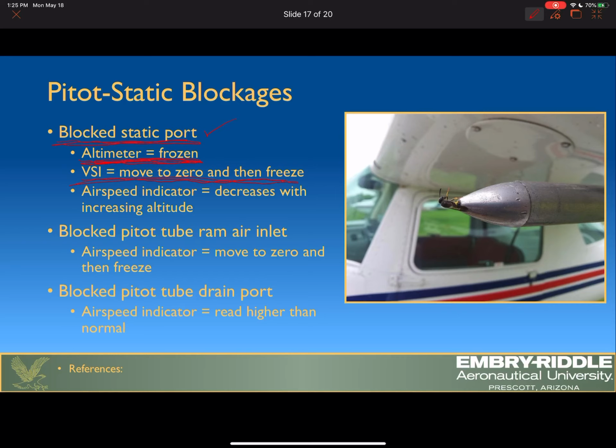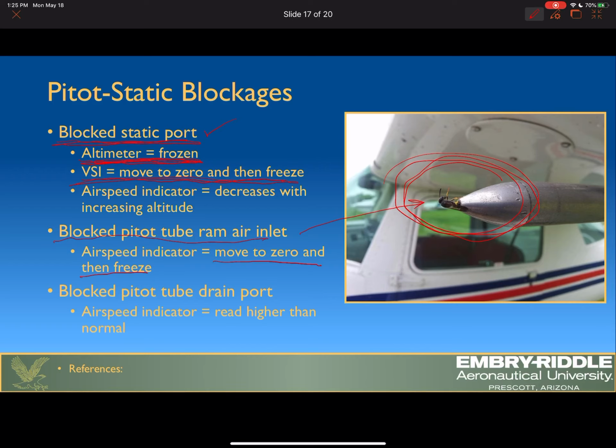If we have a blocked pitot ram air inlet, so if our pitot tube is blocked, just like in this picture, you can see this wasp. He's having a bad day. He is stuck. So our pitot tube would be blocked in this case. Our airspeed indicator will move to 0 and then freeze. So that's how we know just our pitot tube is blocked.